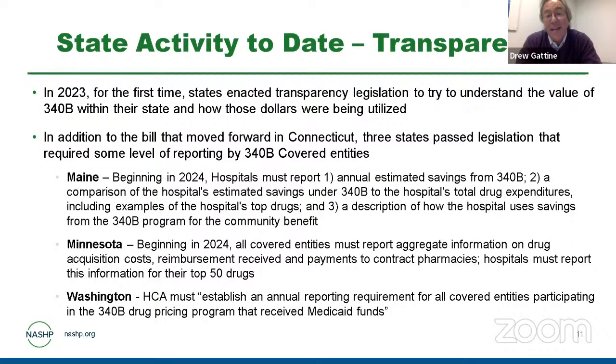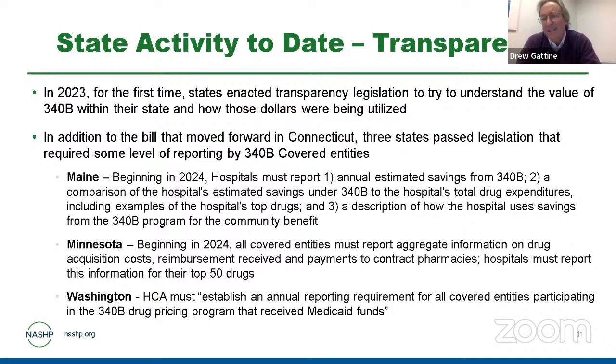This year, for the first time, and again, I know this was a topic of conversation in Connecticut, we saw states looking at transparency legislation as a way to try to understand the value of 340B within their state and how those dollars are being utilized. So in addition to the bill that was under discussion in Connecticut, there are actually 3 states that this session passed legislation that requires some level of reporting by 340B covered entities.